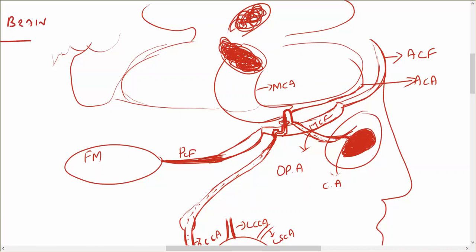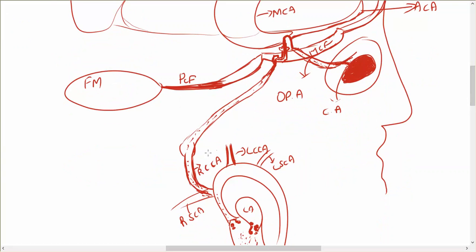Now we understand this anterior circulation. Once again, I'm telling you the anterior circulation. The right and left common carotid arteries: the right common carotid artery comes from the brachiocephalic trunk, and the brachiocephalic trunk comes from the arch of aorta. So this is what is happening here, and the left common carotid artery comes directly from the arch of aorta. Okay.